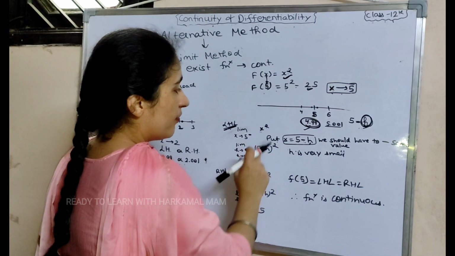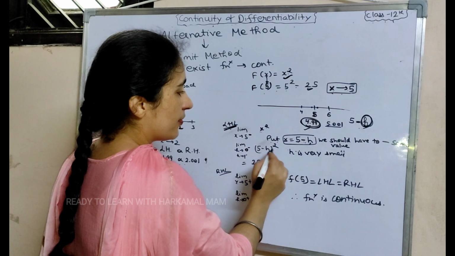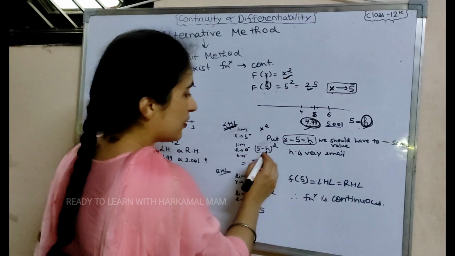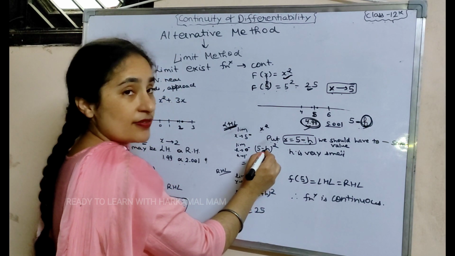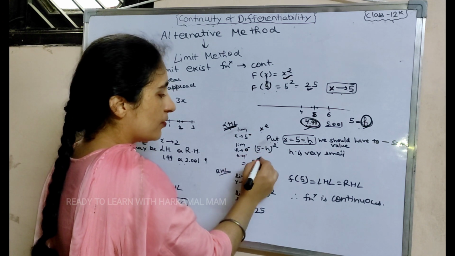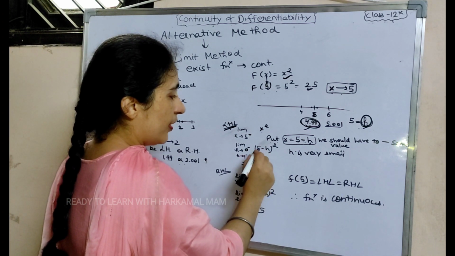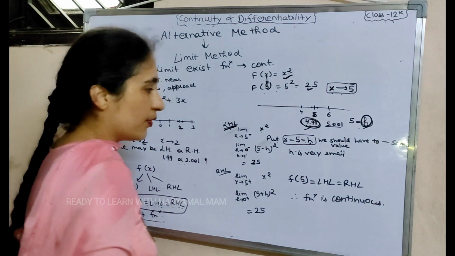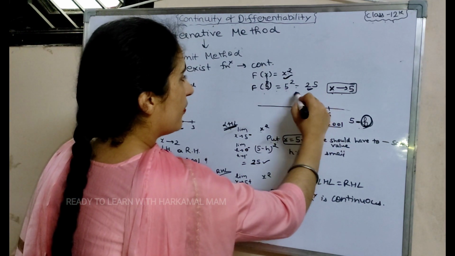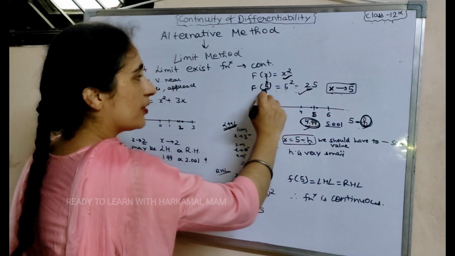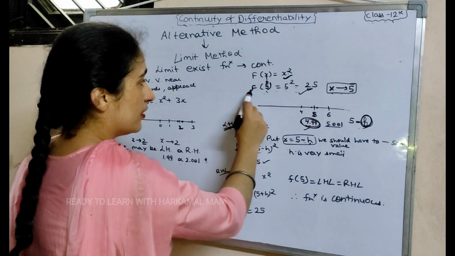Here we put the values, 5 minus h whole square. The h value is very small, so in the next step we put the value of h as 0. Here we get 5 whole square, which is 25. We get 25 here, and 25 on directly putting the value of x.